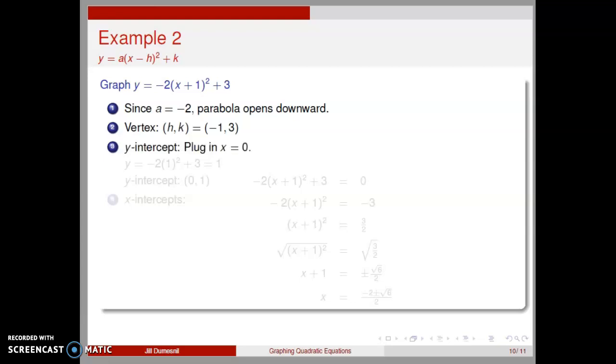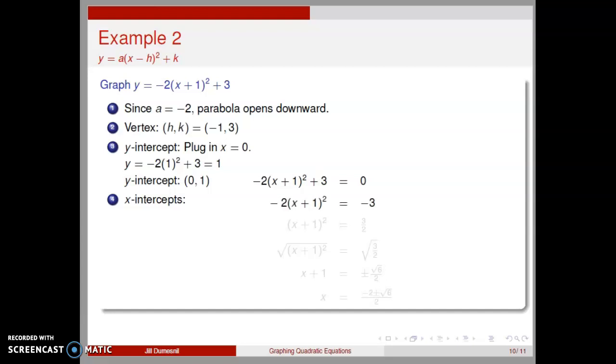We have to work a little bit to find the y-intercept. Plug x equals 0 into the formula, and we get that y equals -2 times 1 squared plus 3, which equals 1. So the y-intercept is the point (0, 1). To find any x-intercepts, we set y equal to 0. Thus we have -2 times the quantity x plus 1 squared plus 3 equals 0.